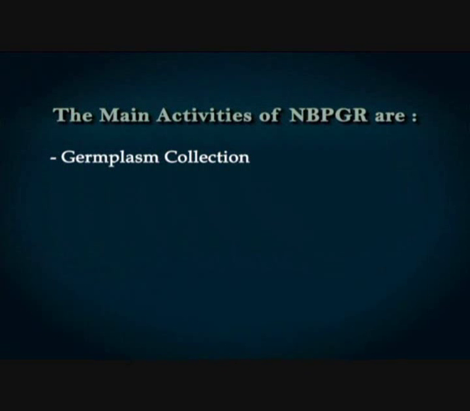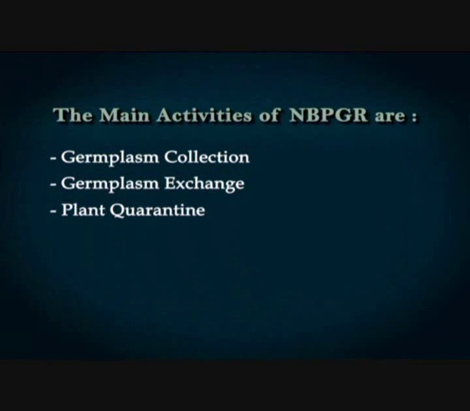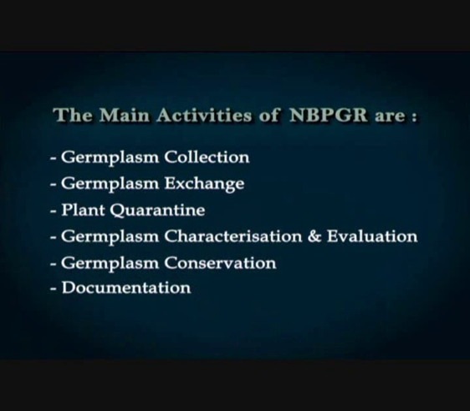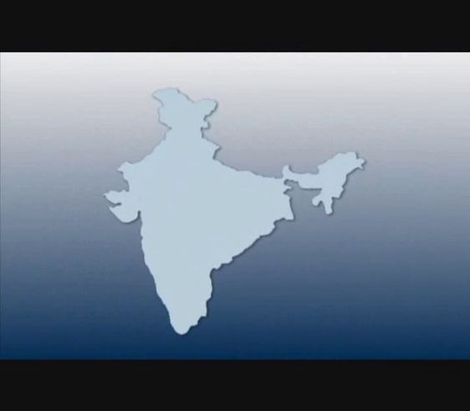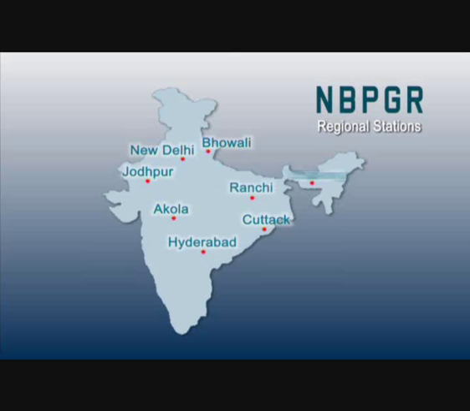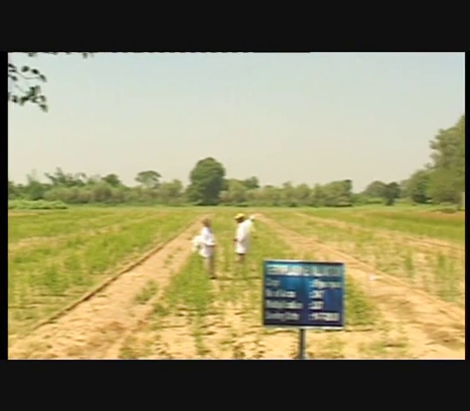The main activities carried out by NBPGR are germplasm collection, germplasm exchange, plant quarantine, germplasm characterization and evaluation, germplasm conservation, documentation, and human resource development. The multifarious activities of NBPGR are carried out from its headquarters in the Pusa campus at New Delhi and from its 10 regional stations in different agro-climatic zones of the country, along with experimental farm at Issapur.